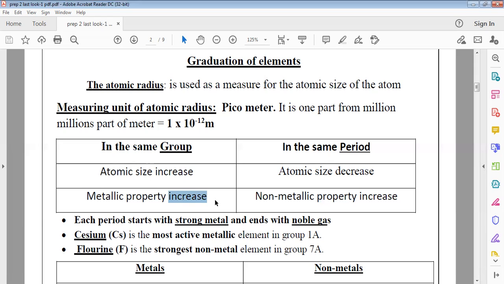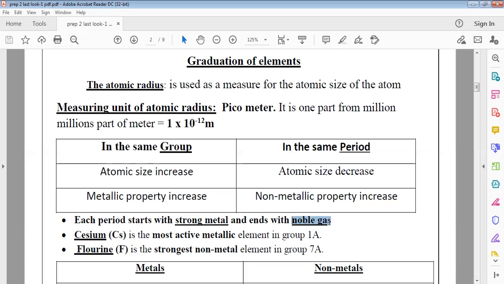In the same period, by moving from left to right, we will find that the atomic size decreases. What else? The non-metallic property increases and the metallic property decreases. Because now there is a difference between elements in the same group and elements in the same period, and we have said this many times. Okay. Each period in the modern periodic table starts with a strong metal and ends with a noble gas.